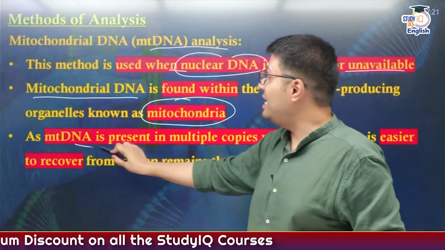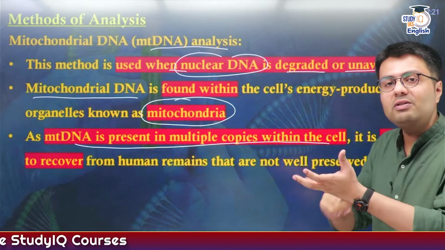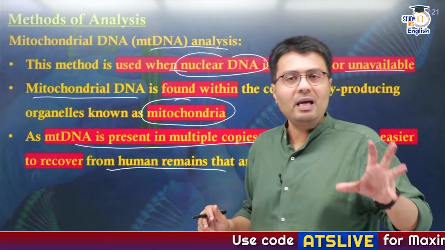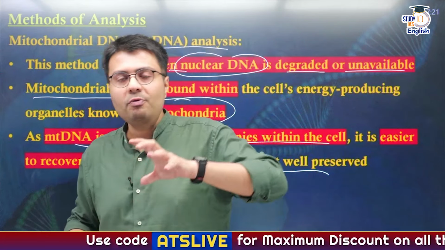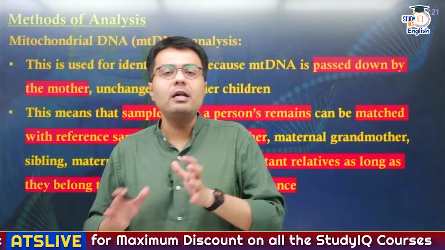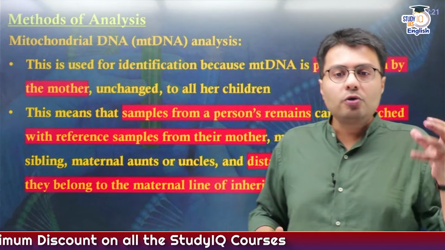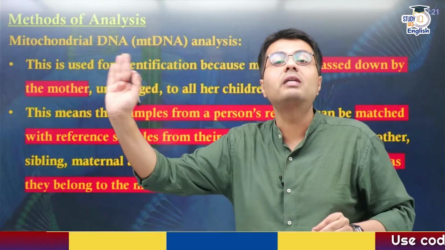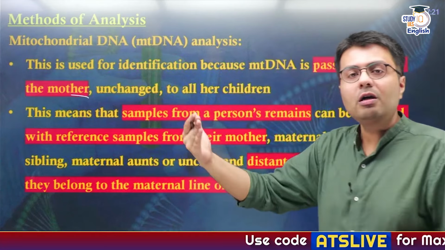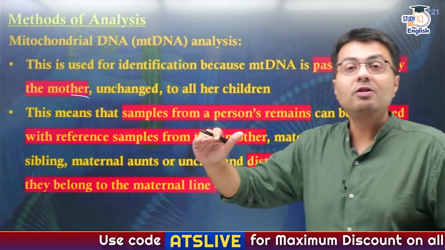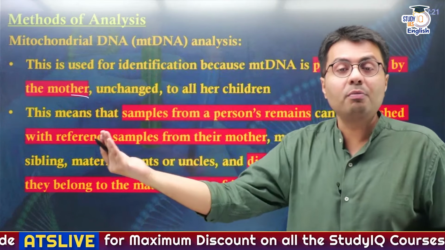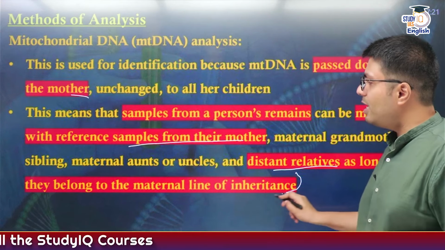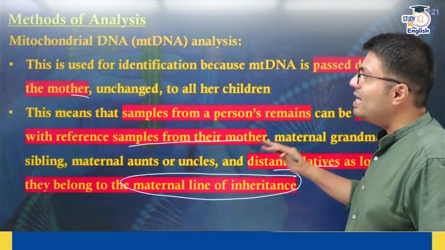Why? Because mtDNA is present in multiple copies within a cell, so it is easier for the investigators to recover this from human remains that might not even be well preserved. Now you understand where you get mitochondria from. Mitochondria in a human being is inherited from your mother. So for identification purposes, the investigators need the reference samples from your mother's side of relatives. It can include your mother or the relatives from your mother's side. That may be their brothers, their sisters, your grandmother from the maternal side. That is why you need samples from the maternal side of the family, so that you are able to establish the maternal line of inheritance in this case, right?